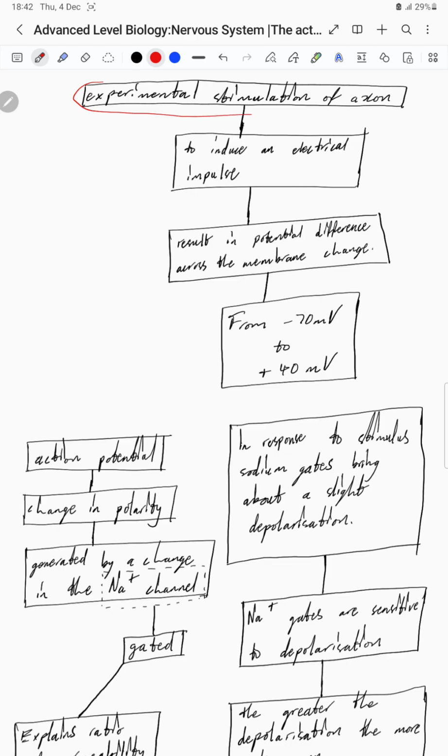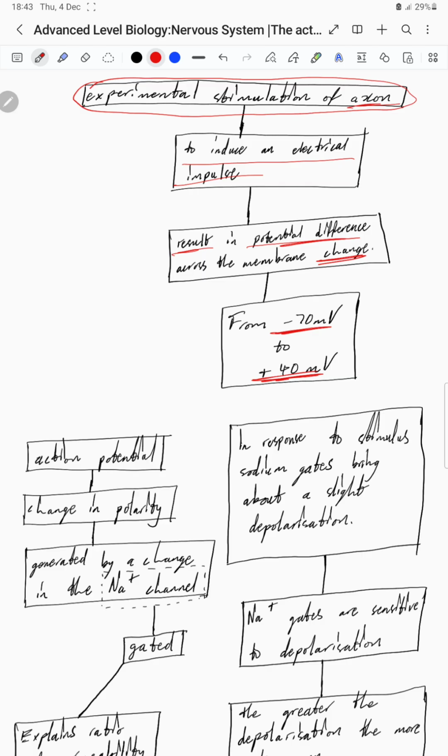During an experiment carried out by scientists to stimulate the axon to induce the electrical impulse, the purpose was to induce an electrical impulse. They got a result that the potential difference across the membrane changed. It actually rose from -70 millivolts to +40 millivolts.